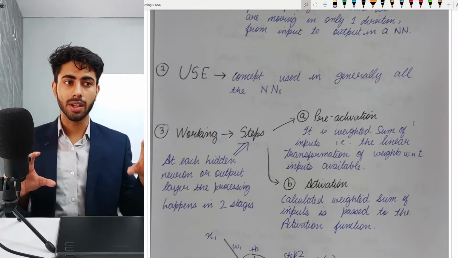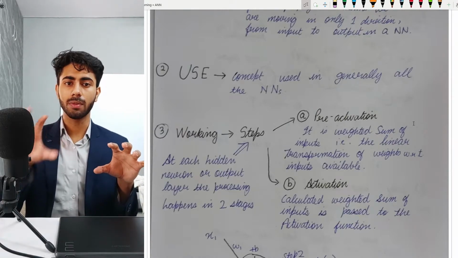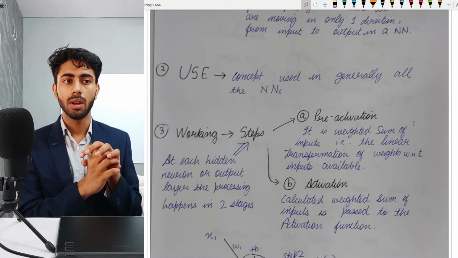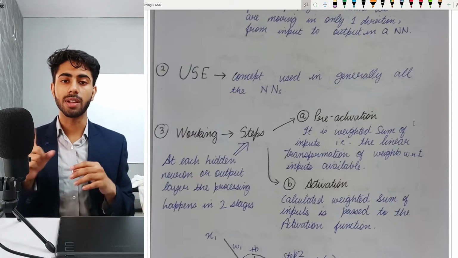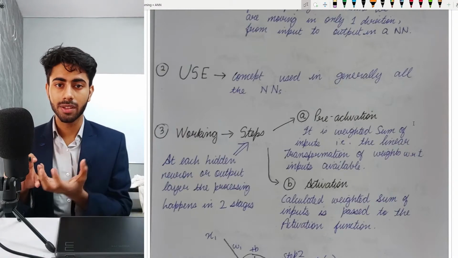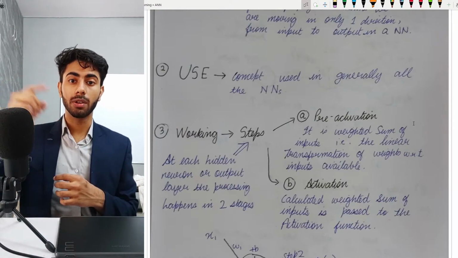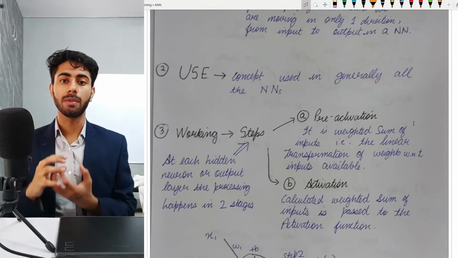And during the second step, activation, we feed the value that we got during step 1 into an activation function. So this is step 2. In step 1, we multiply our inputs by the respective weights and add a bias term. And in step 2, we pass the value that we got from step 1 into an activation function.